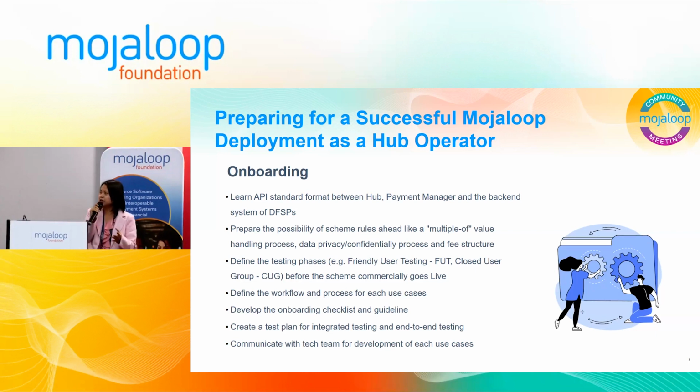Other items include the fee structure, and what kind of information will be shown in the mobile money operator user interface, based on data security and privacy. These are the scheme rules. In the project plan for the onboarding process, for testing we go through 2 phases: integration testing and end-to-end testing. Before the switch commercial go-live, we also define testing phases like friendly user testing and closed user group testing, to ensure the platform is working properly. We also developed many documents, as I mentioned in the previous slide.